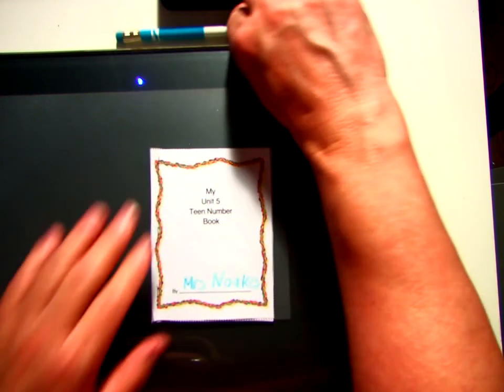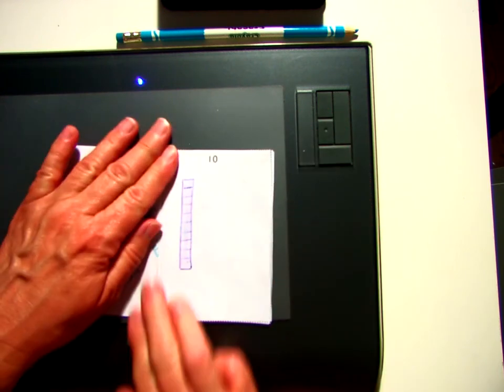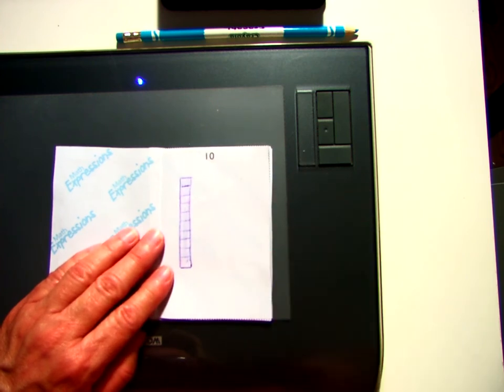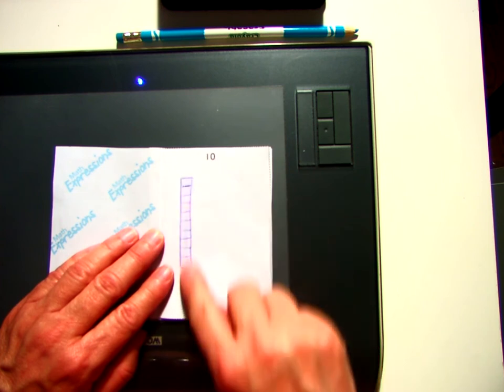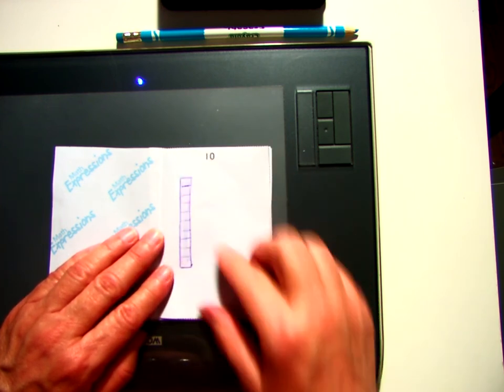Okay. And so now what you're going to do is you're going to see the numbers. So the first one is not a teen number, it's just a group of 10. So you can figure out, okay, which way do I want to represent my group of 10? I chose to do some Unifix cubes. Okay, so just make sure that you have one group of 10.